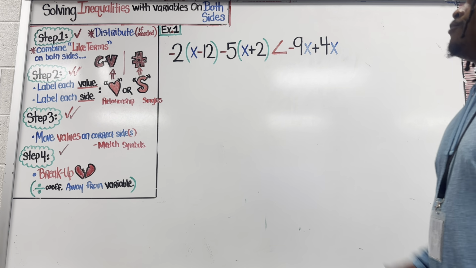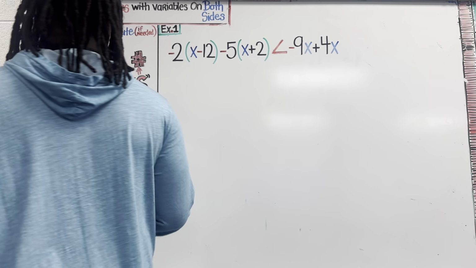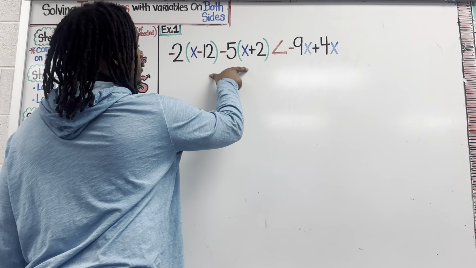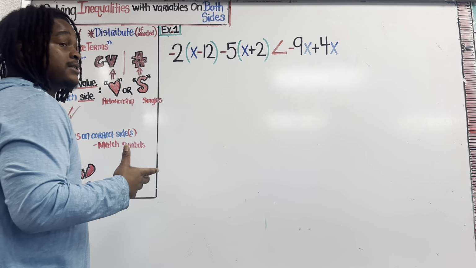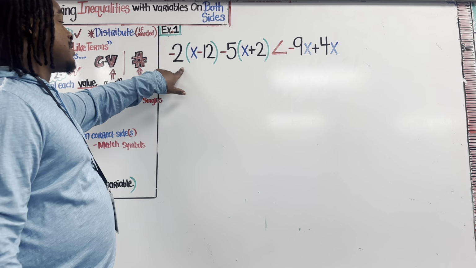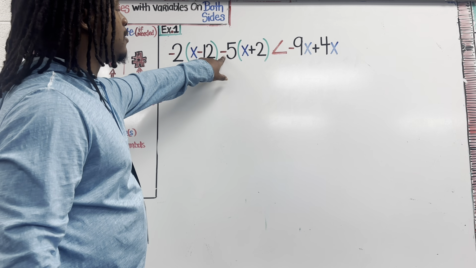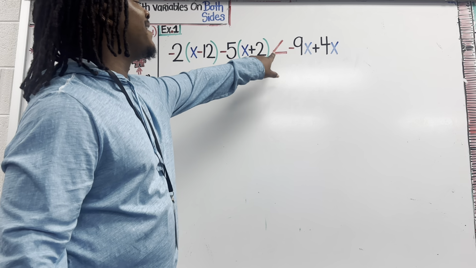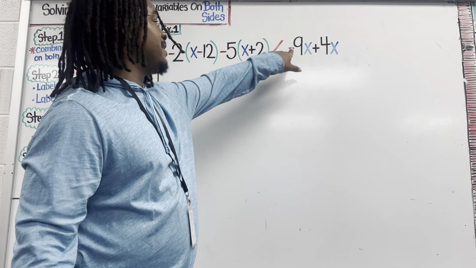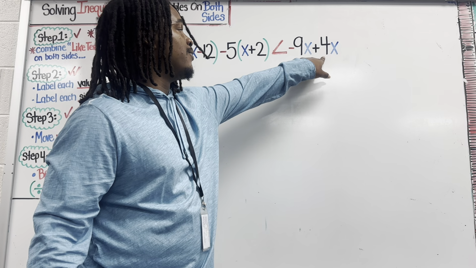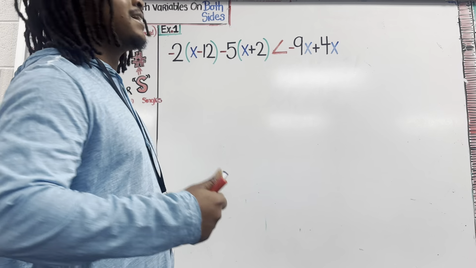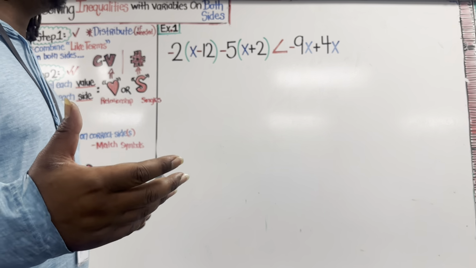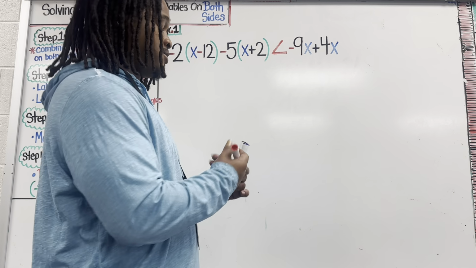Remember, guys, all we want to do is follow these steps to solve for x, because x has to be a certain value in order for this to be true. So what this is saying is -2 times (x minus 12), minus 5 times (x plus 2), is less than -9x plus 4x. Since this is an inequality, x can only be a certain range of values that will make this particular inequality true.